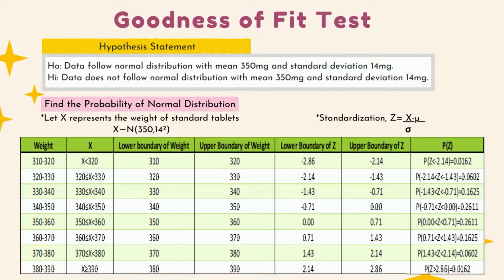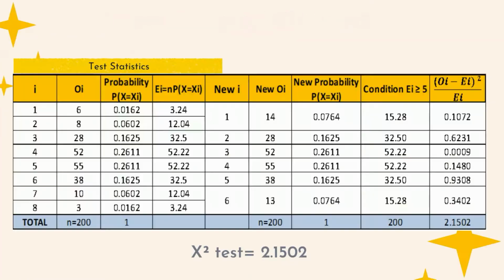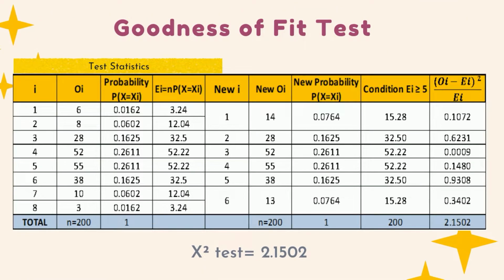Then, we need to convert the X into Z by standardization. In order to get the probability of the normal distribution, by converting X to Z, we refer to the statistical table to get the probability of the normal distribution. After we calculate P(X = Xi), which is P(Z), we need to find the Ei. If the Ei is less than 5, we need to combine the category by summing up the Oi and Ei to the nearest category.